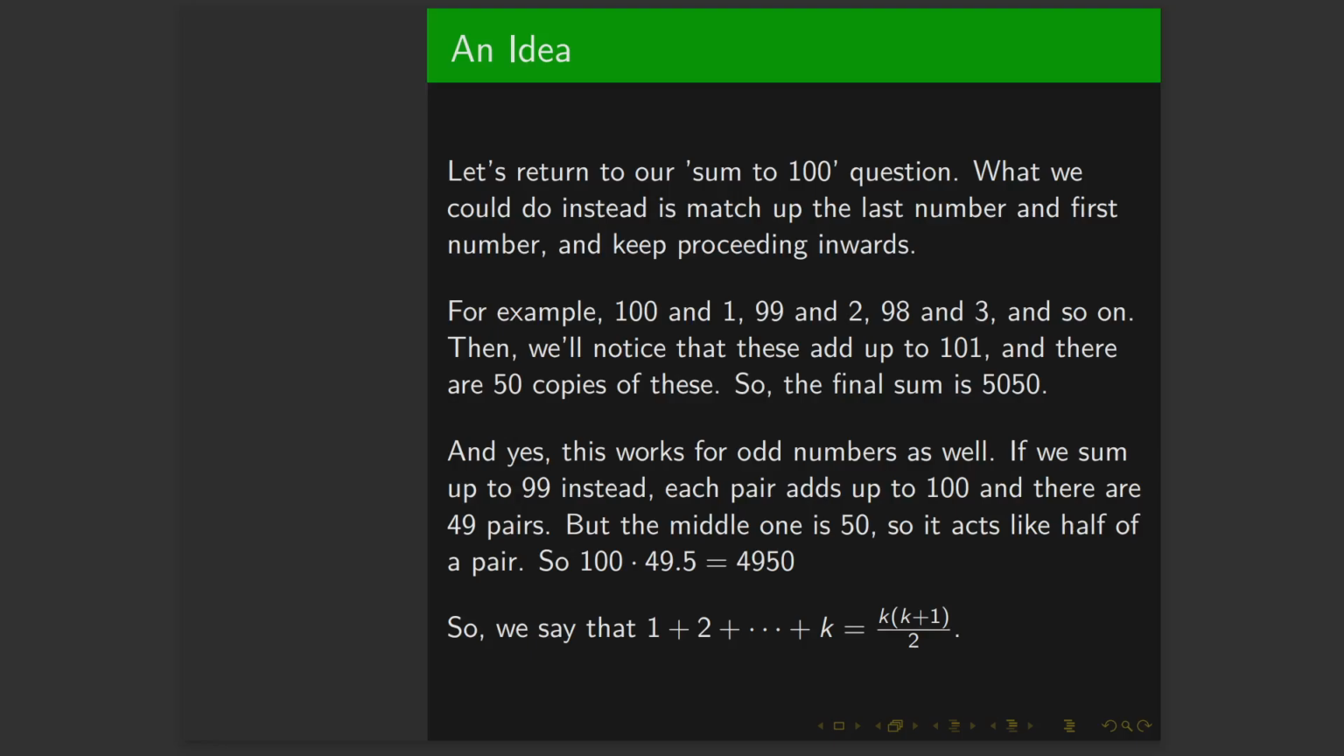So we say that when we sum up 1, 2, 3, all the way up to some, let's say, random natural number k, this is the same as k multiplied by k plus 1, all divided by 2. Notice how up above, in the even case, summing up to 100, we have 101 times 50. 50 is 100 divided by 2.